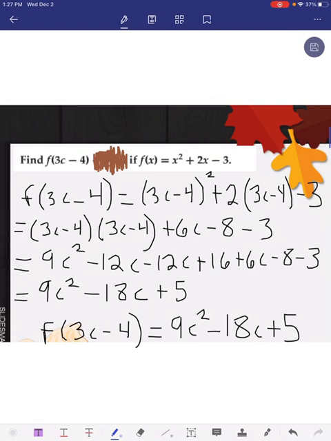So just like with our evaluating at a number, that's our answer. The only difference here is instead of just getting one single number, we have an expression that has c's in it. And that's okay.